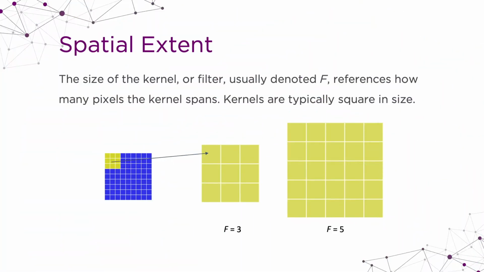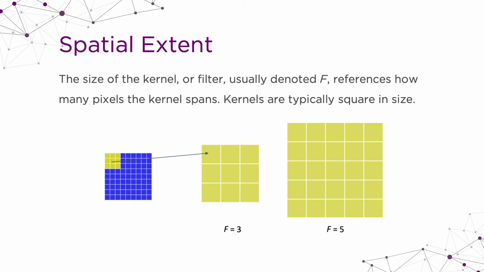So now let's look at the different parameters that we can play with when we're building our convolutional neural networks. One of the more important ones is the size of the kernel. We say kernel, but we can also say filter. Typically we denote this as f, and it's usually a square. So when we say f equals 3, we usually mean a kernel that's 3 by 3. If we say f equals 5, we usually mean a kernel that's 5 by 5.